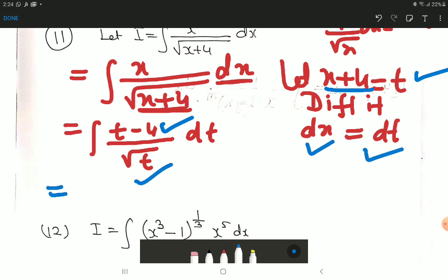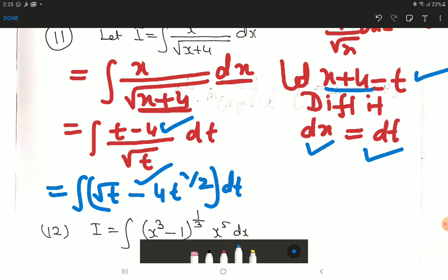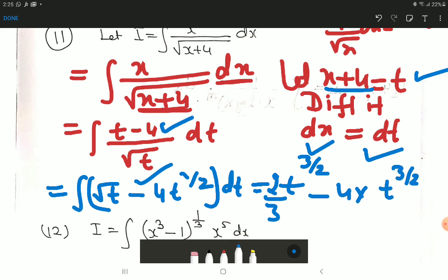Let's separate it into two parts. T upon root t is root t, minus 4 upon root t is 4 times t raised to the power minus half dt. And after this you can integrate it quite easily. T raised to the power half, its integration will be t raised to the power half plus 1, that is 3 by 2, upon 3 by 2, means into 2 by 3, minus 4 into t raised to the power half, its integration will be t raised to the power half plus 1, that is 3 by 2, and whole upon 3 by 2, means into 2 by 3. Rest of the simplifications you can do yourself.